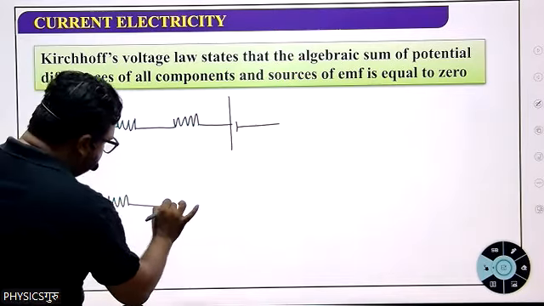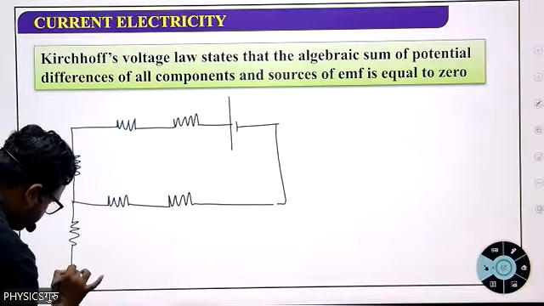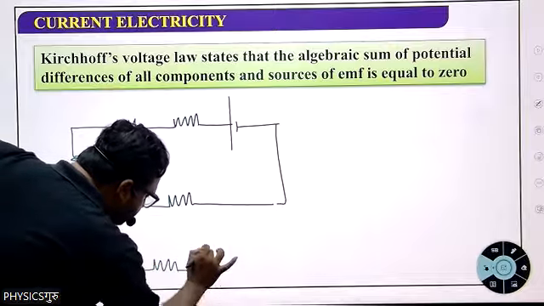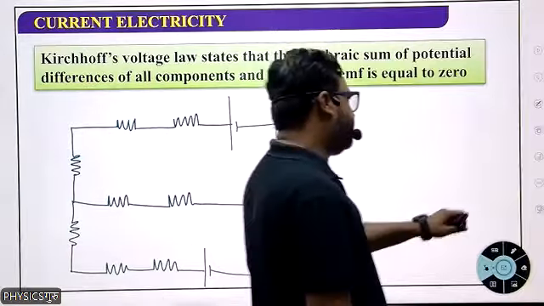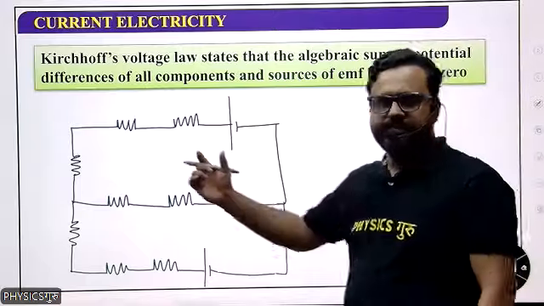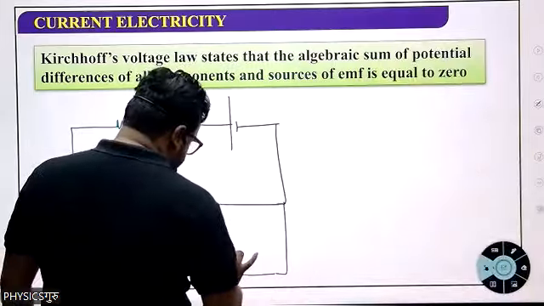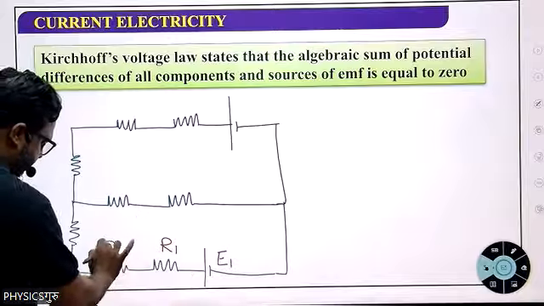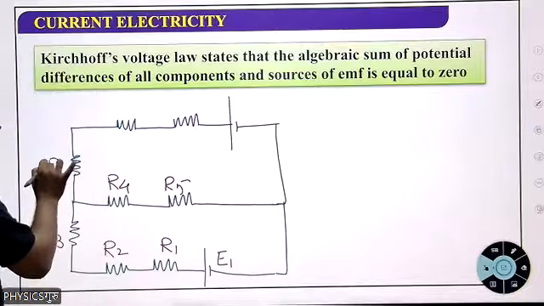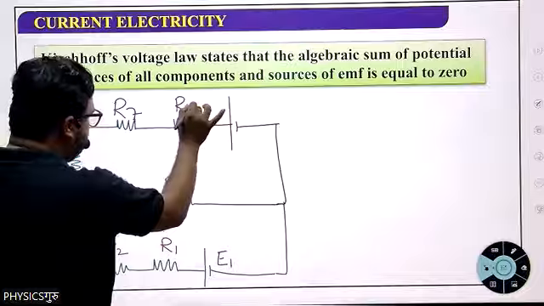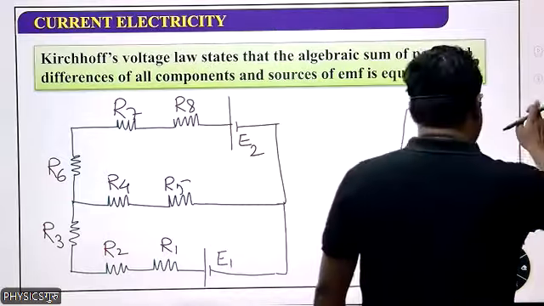So this is a complex circuit basically. A complex circuit consists of resistance and a combination of batteries. So suppose we have battery E1. Let us name the resistances: R1, R2, R3, R4, R5, R6, R7 and R8. And we have another battery, that is E2.